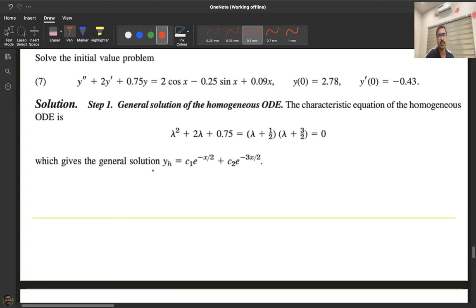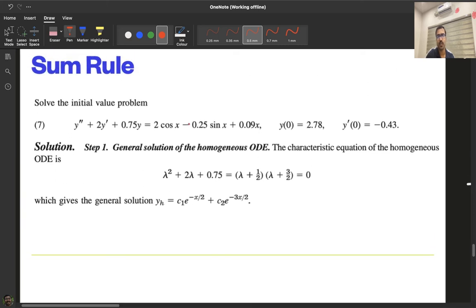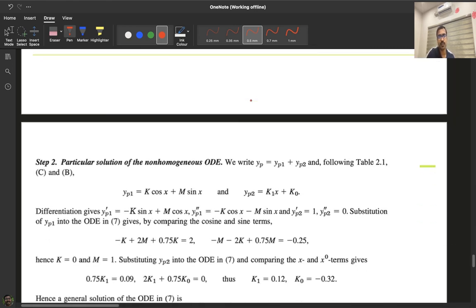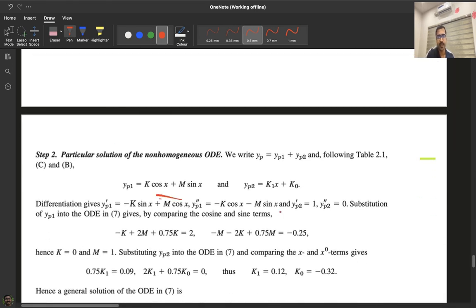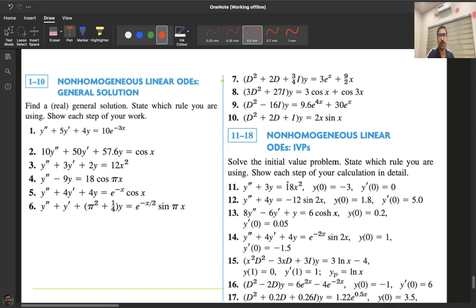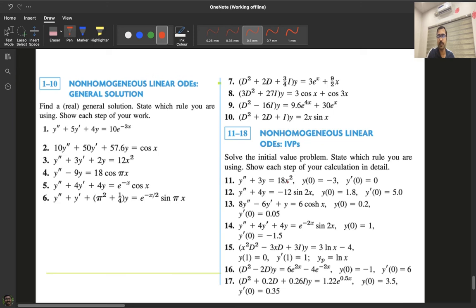Okay, so here is an example of a question in which some rule is applied and also some initial conditions are given. The idea is just the same. For sin x, I will just put it as a sin x plus b cos x, and for x I will put it as cx plus d. You can see that here. So that way you can also do it. Okay, and here are some problems for your practice. You can try them also.